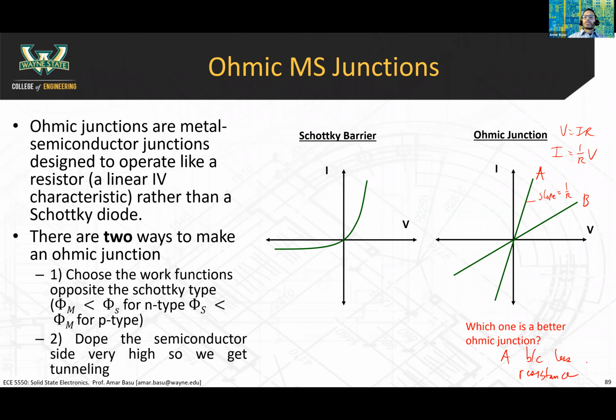So if we want to make an ohmic junction in a semiconductor, there's two ways to do it. Number one, we can choose the work functions that are opposite the Schottky type, or we can dope the semiconductor side very high so we get tunneling. And those are the two mechanisms that we're going to be talking about now. Okay, choosing the work functions appropriately. So phi m is less than phi s for an n-type. Phi s is less than phi m for a p-type. So we'll go over those two right now.